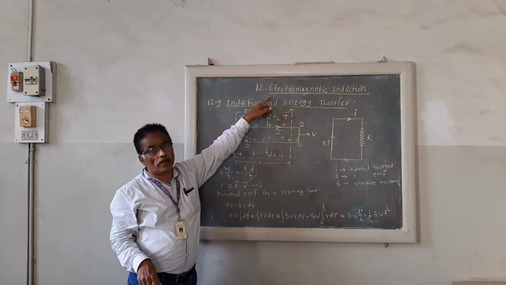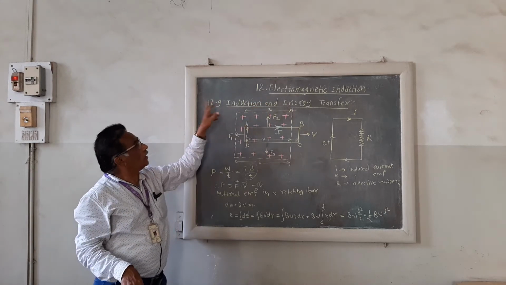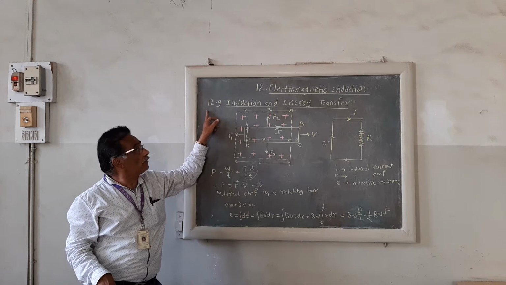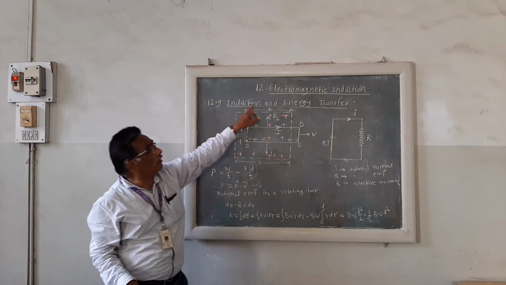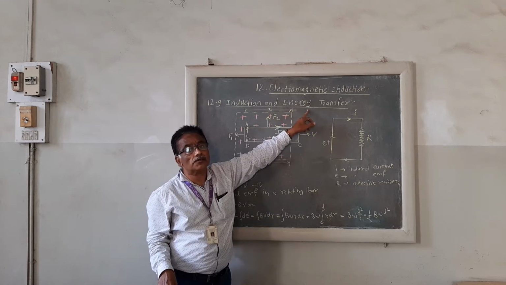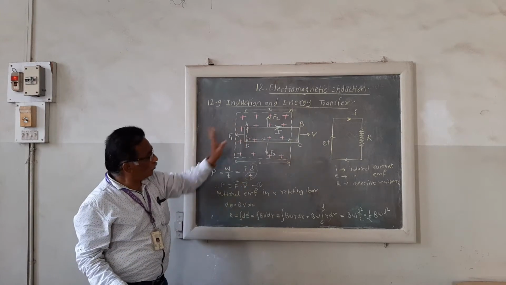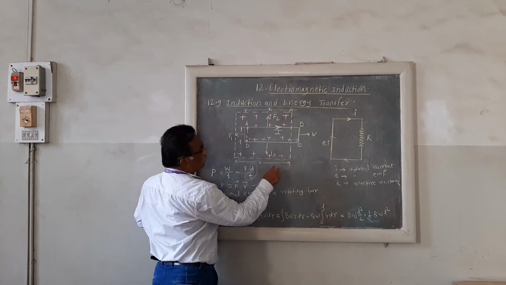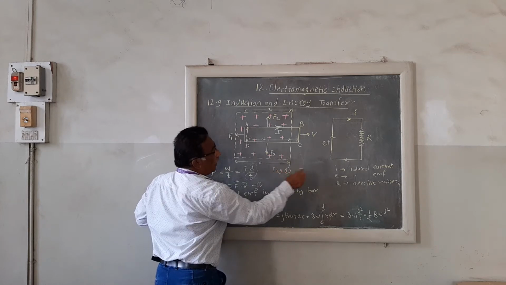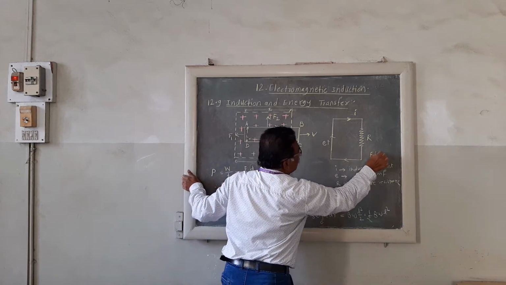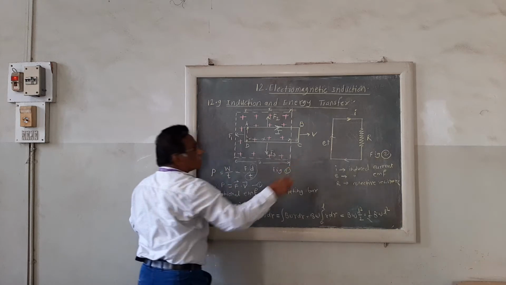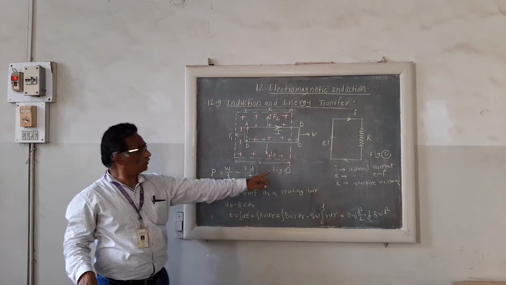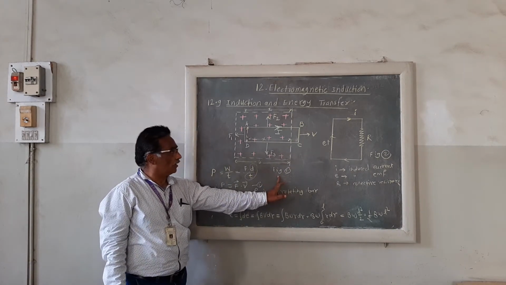After electromagnetic induction, the next article is 12.9, which is induction and energy transfer. For that, two diagrams I have drawn on the board. This is figure number 1, and the second figure is also drawn on the board, this one. Here, let us first consider figure number 1.